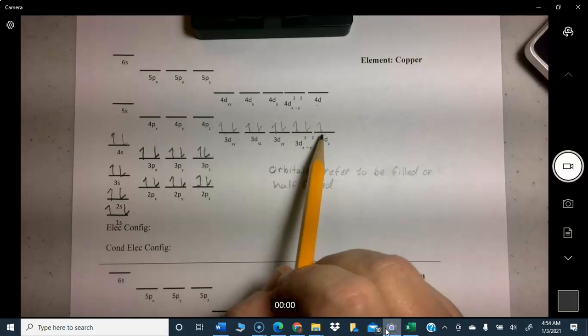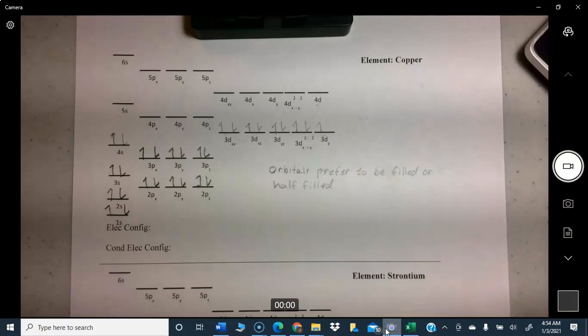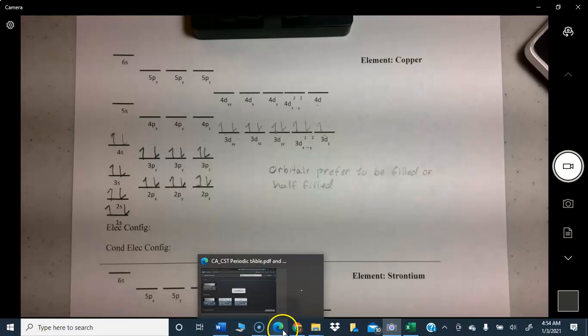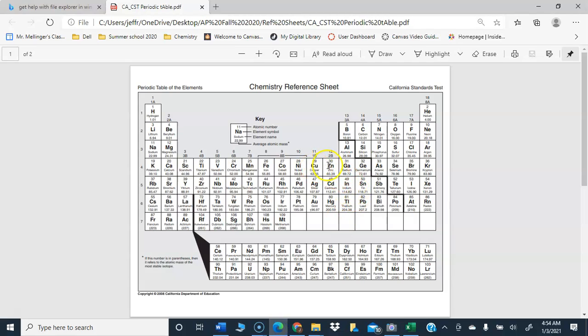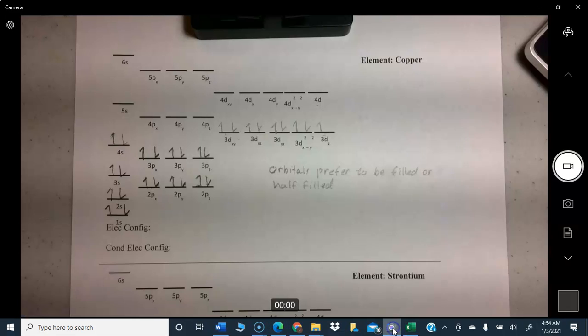So what it can do, and what it does in this case, anything that's in the second to last element in the transition metals, let's go back and look at what those would be. Those would be copper, silver, and gold in each of their respective rows right there. They're the second to last transition metal, not in the entire periodic table, but just the transition metals. So those 3 elements would do this.